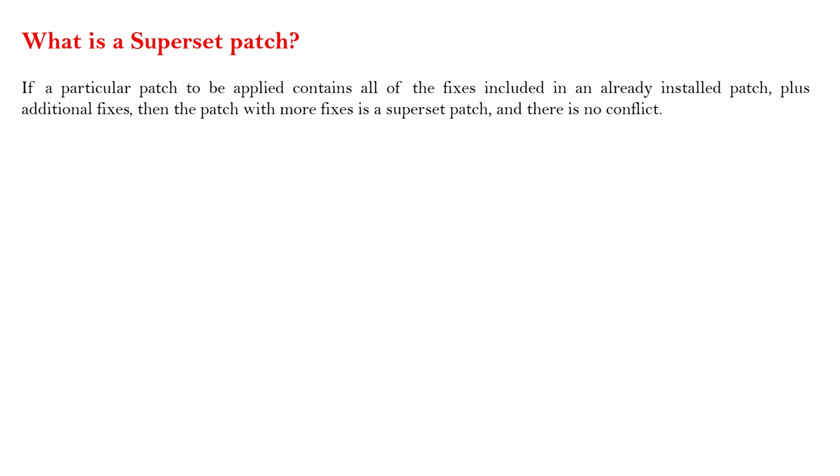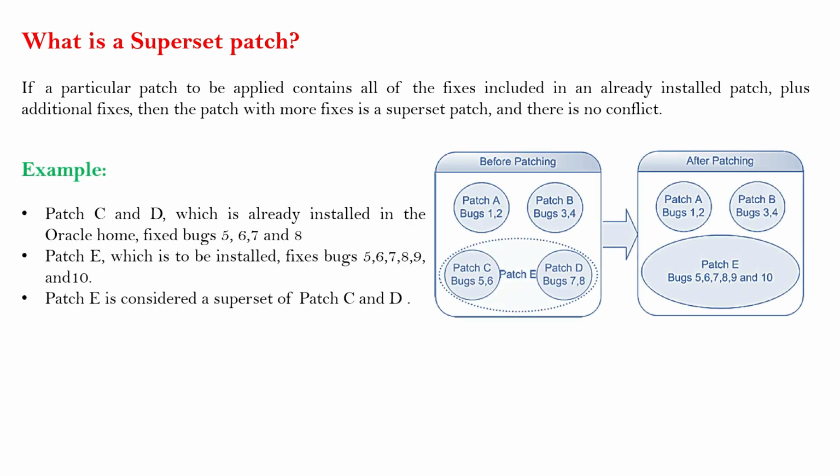So now what is a superset patch? Maybe sometimes you will get a superset patch message. If a particular patch to be applied contains all of the fixes included in the already installed patches plus additional fixes, then the patch with more fixes is a superset patch and there are no conflicts. So suppose you have patches in your system. For example, if you have patches A, B, C, and D, there are four patches in your system, which is shown in the screenshot as before patching.